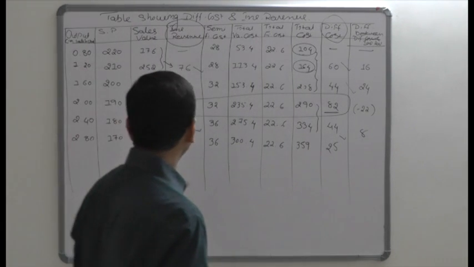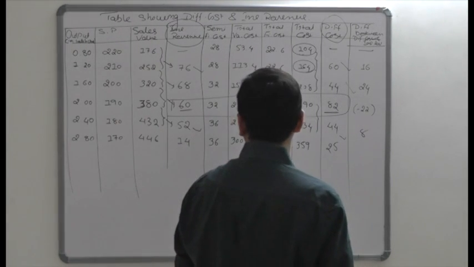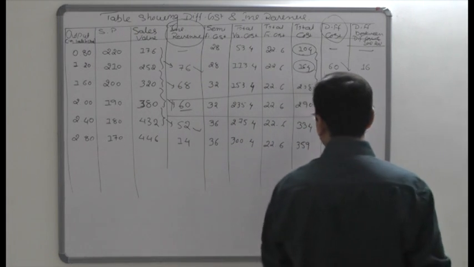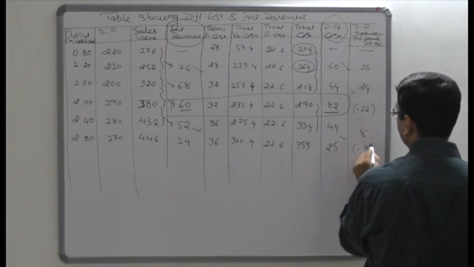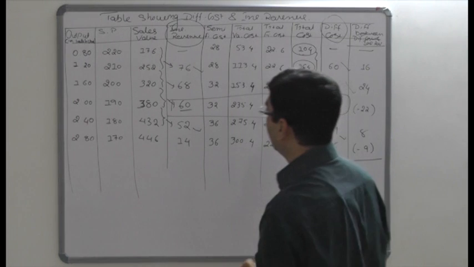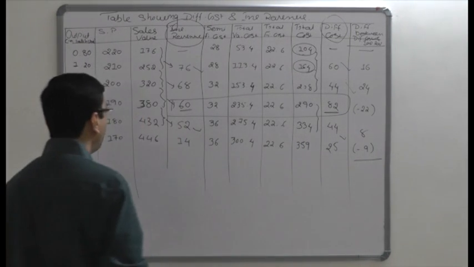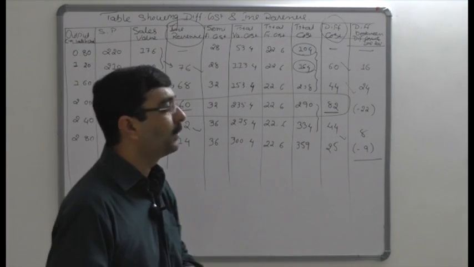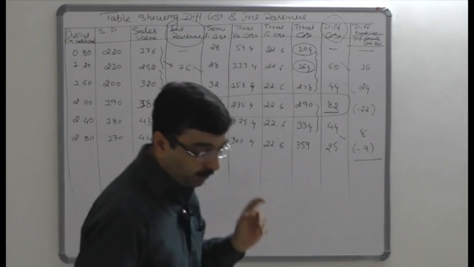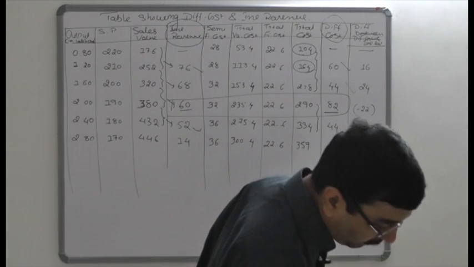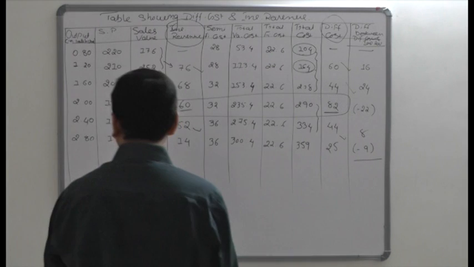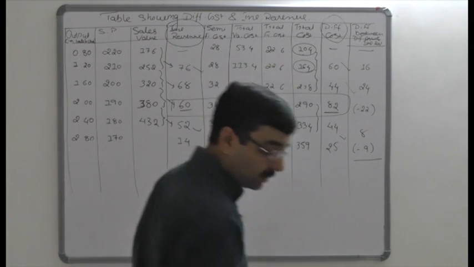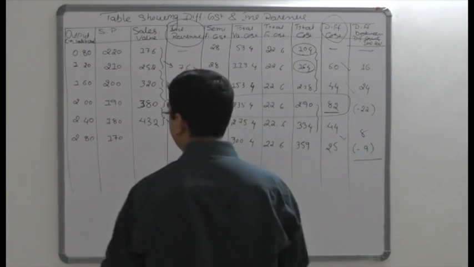And the last is 14 and 25. In this case also, you would see a minus situation. Their incremental revenue was only 14, but their differential cost is 25. But before that, I just want to make one correction here. The sales revenue was by mistake wrong.